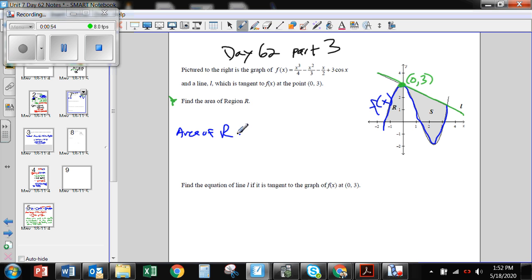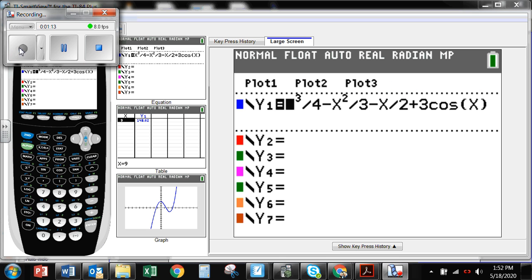is going to be the integral from some point, we're going to use our calculator to figure that out in a second, all the way up to 0 of f of x dx. And actually we're going to do all of this on our calculator, but the first thing we want to do is find out what this intersection is. Okay, so let's do that.